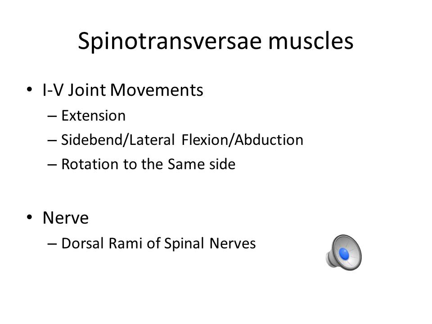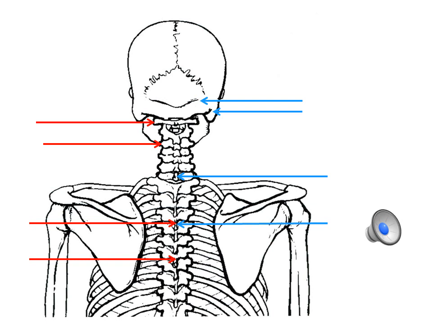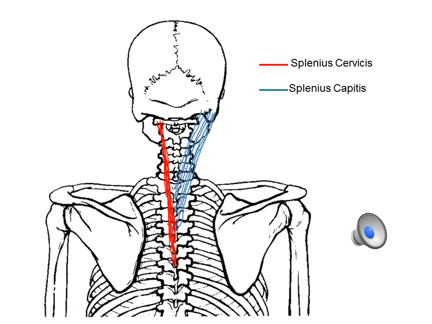The innervation of the spinotransversae muscles is the dorsal rami of the spinal nerves. Go ahead and label the muscle attachments and draw in the muscle. Splenius capitis will be in blue, whereas splenius cervicis will be in red. Once again, how does your drawing compare to mine?